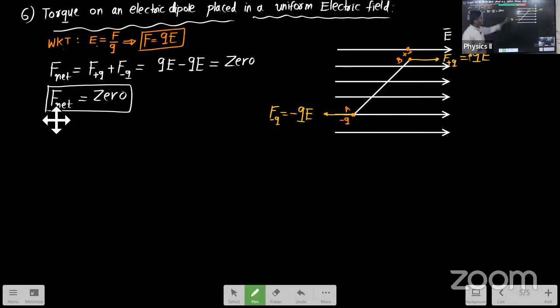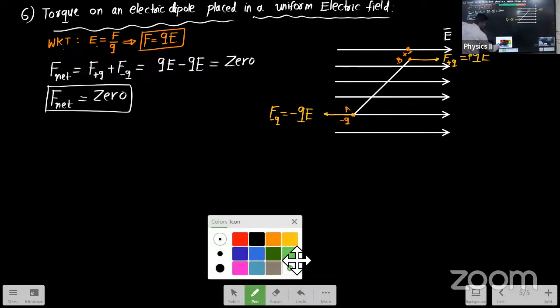Whenever the net force on an electric dipole is zero, what will it do? The electric dipole will start to oscillate. Torque develops inside it, rotation develops, and the force that acts in rotation is known as torque. So we know that whenever the net force on an electric dipole is zero, torque will be developed. What is the formula for torque?